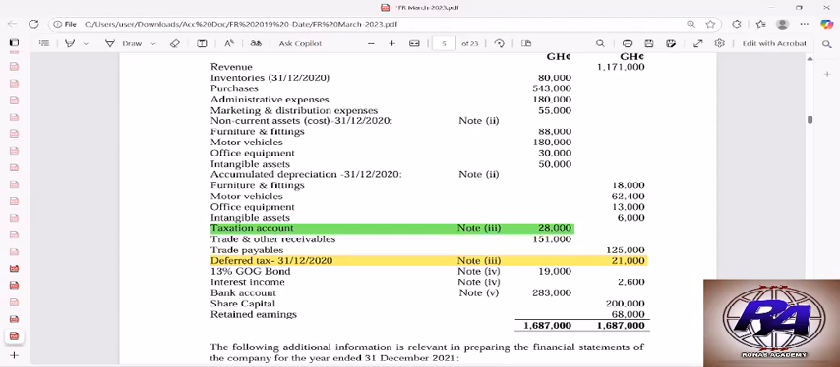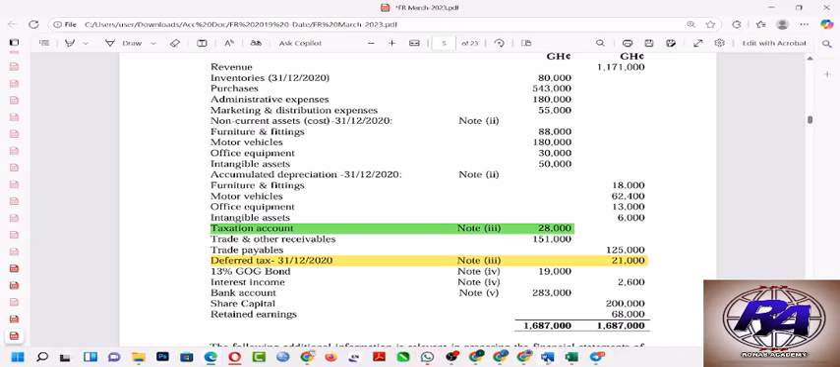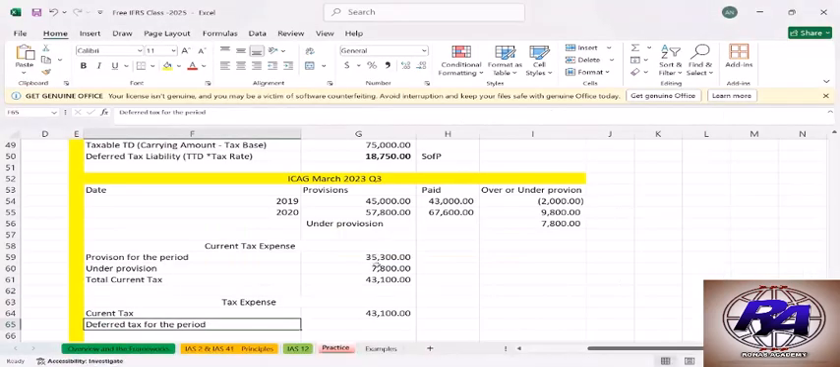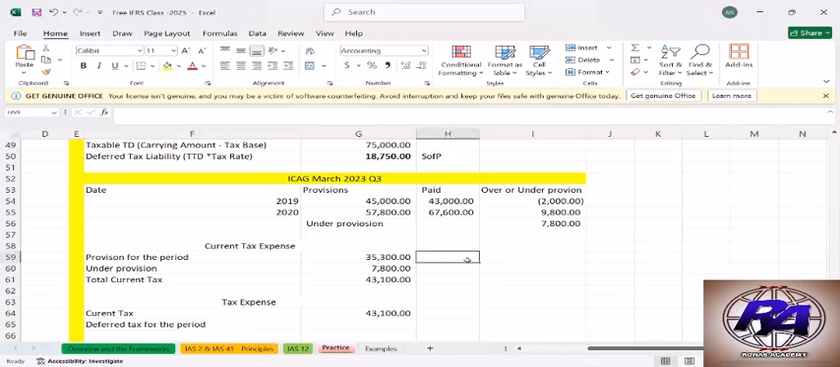This is the amount they made provisions for. Sorry, this 28,000 is telling us something. They said taxation account, and this is the balance they are having in the account as at this date. So there's an amount of 28,000 over here, right? And we will deal with this when we are dealing with the current tax. So we should have factored the 28,000 over here. Let's put this same figure over here.